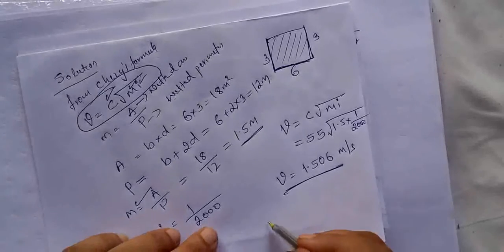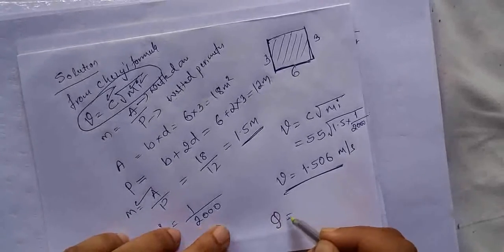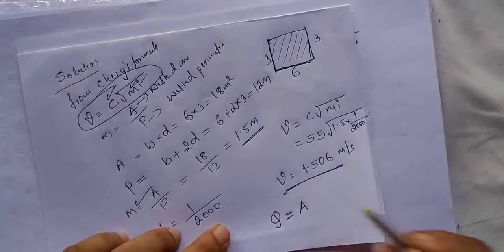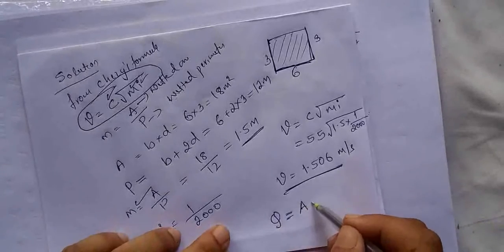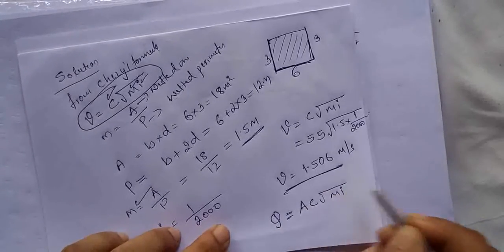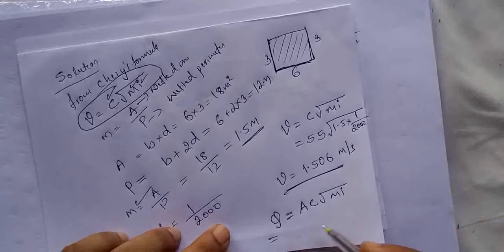Next, discharge Q. How to find out Q? Q is equal to area A into velocity. Area into velocity, where velocity is C into root over mi. Yes, you know the value of area. What is the value of area?